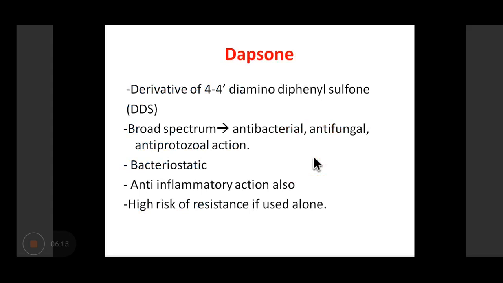So let's discuss a little bit about dapsone. As you all know, it is a sulfonamide group of antibiotics. So mechanism of action, you know. It is a derivative of 4,4'-diaminodiphenyl sulfone, which is not required to remember. But yes, the chemical name of dapsone is this, DDS.